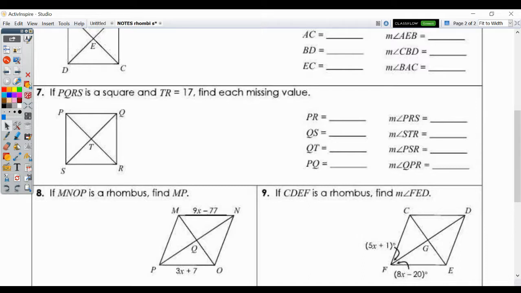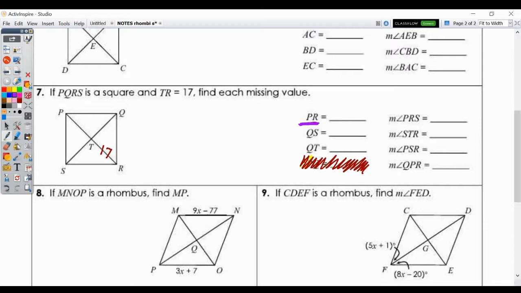And we're not going to do PQ. Okay. But we're going to do pretty much the rest of them. So it tells us PQRS is a square and TR is 17. So from T to R is going to be 17. And then it wants us to find each missing value. And that's all it gives us, and it starts off and tells us to find PR.